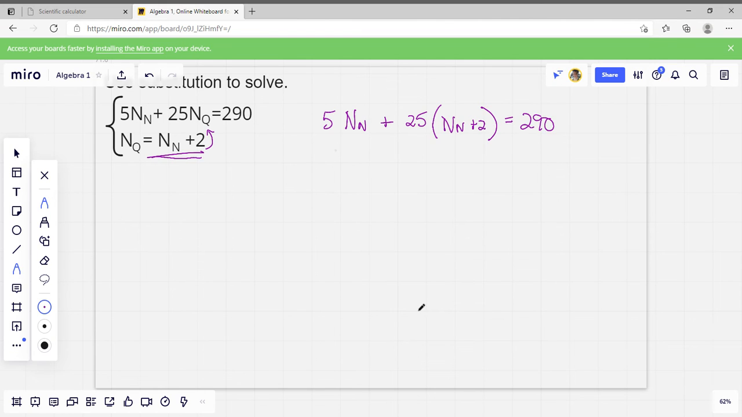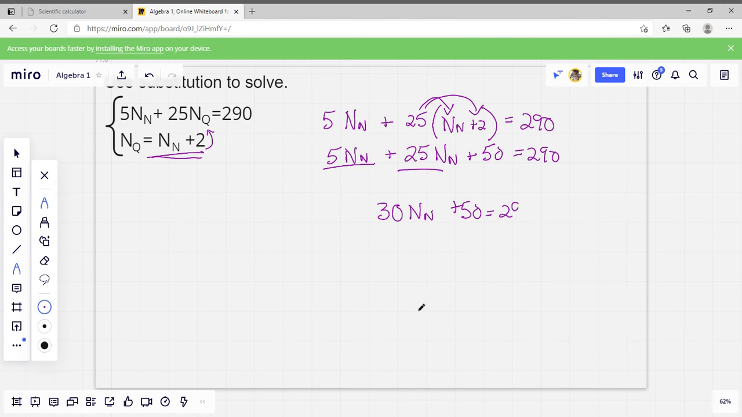Okay, bring this down. 25 times my number of nickels, so I'd have 25 NN plus 25 times 2 would be 50. Okay, I'm going to add my like terms, so I have 30 times the number of nickels plus 50 equals 290. Now I'm going to subtract my 50. 30 times the number of nickels equals 240.